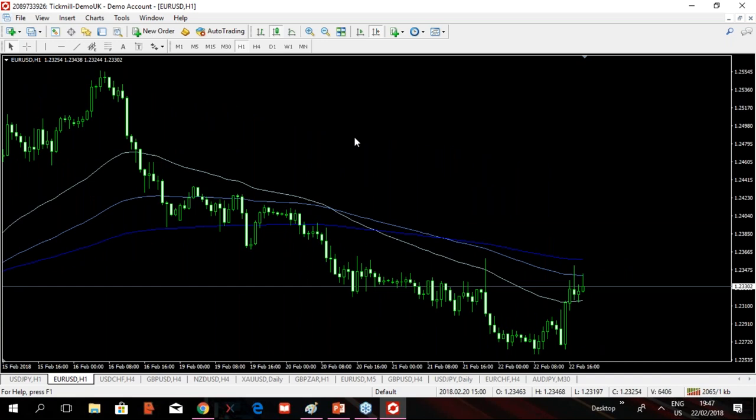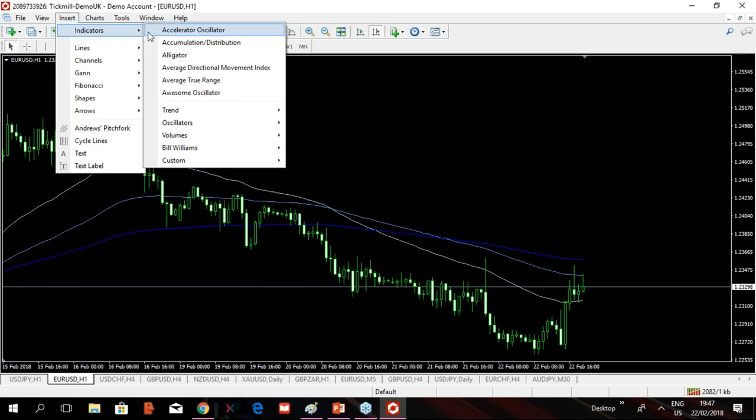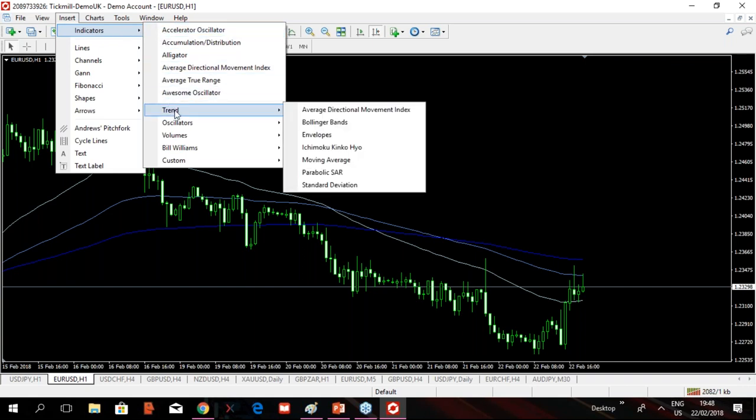Now we will be applying the usage of a single tool, a tool that we call the moving average. Very simple. It's an indicator that we will be using. It's on your platform, on your Tickmill demo account itself. Very easy. You go onto your insert button right there and you click onto indicators. And then you move down to the word trend. Very easy. And then you move down to the word moving average.